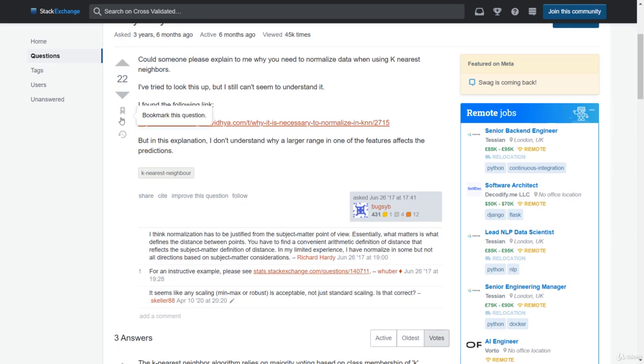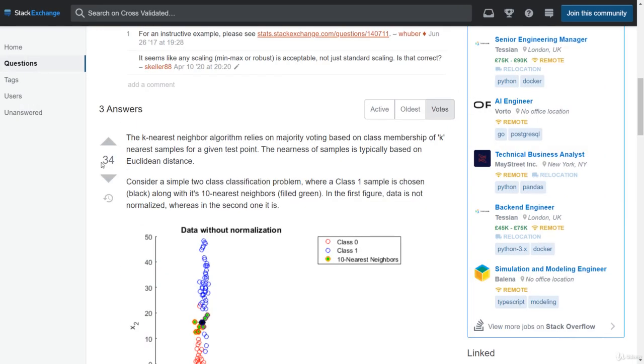Okay, so this is the question, and as we can see, we have 22 upvotes and 11 bookmarks. So as we can see, the top rated answer here is saying the k nearest neighbor algorithm relies on majority voting, right? And we know this by now, based on class membership of k nearest samples for a given test point. The nearness of samples is typically based on Euclidean distance, and we understand the difference between Euclidean distance and Manhattan distance, and when should we use each of them.